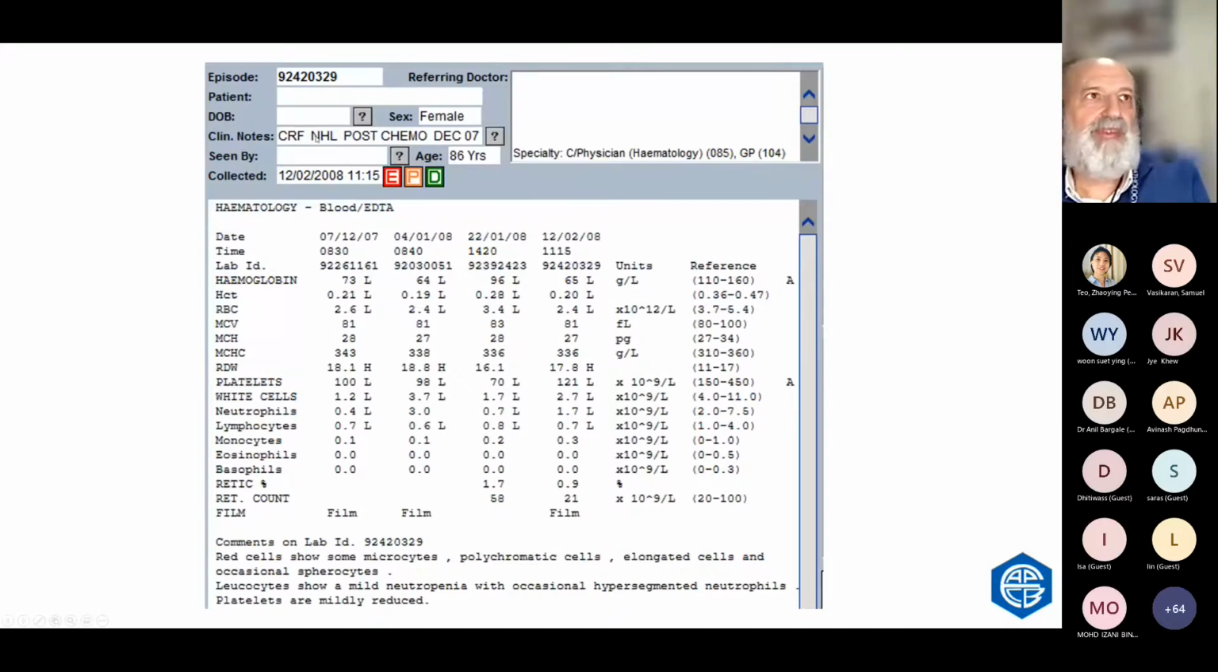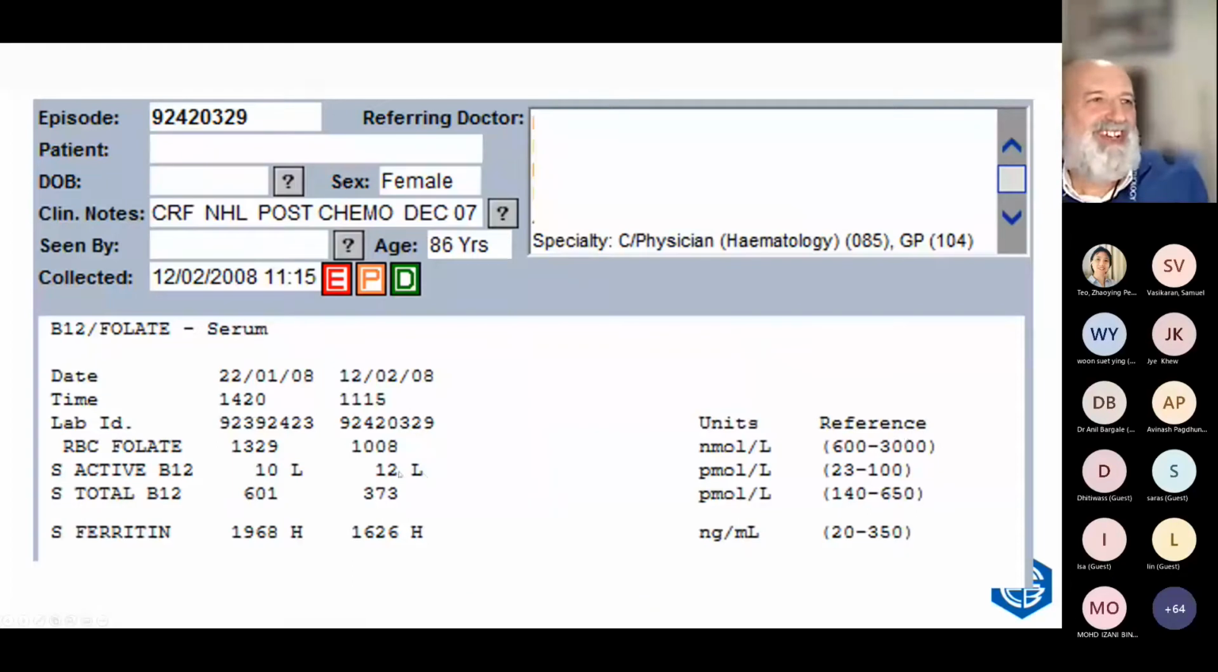Here's an 86-year-old man with non-Hodgkin's lymphoma, and he's got a worsening anemia. It's bordering on iron deficient, 81 femtoliters, or microcytic. But there were occasionally hypersegmented neutrophils, which is code for possible B12 problems. Now the ferritin level is nowhere near deficient, and their active B12 is low. So even though they've got a very healthy B12 level, they are B12 deficient.